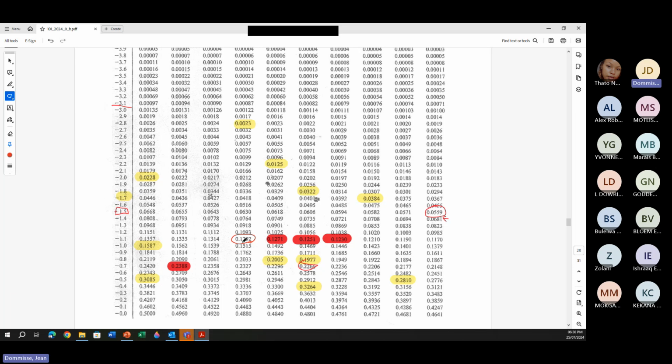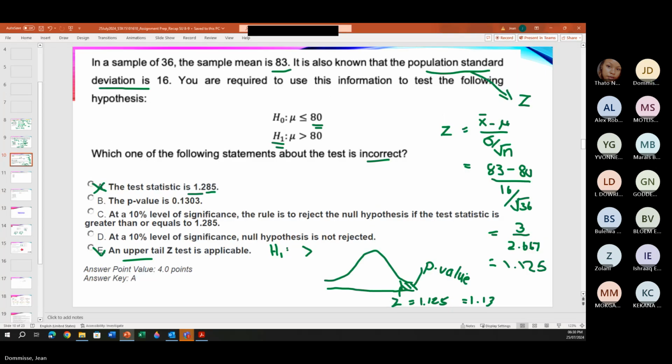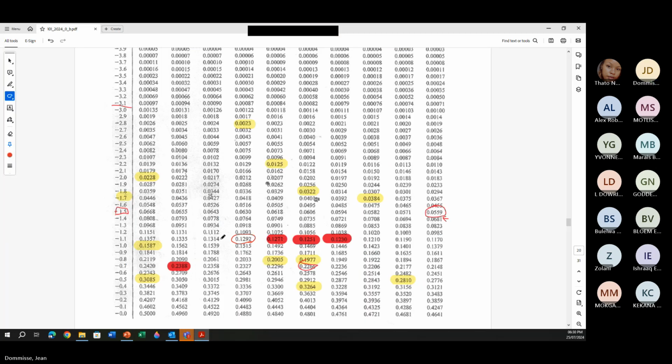Okay, so what is that? 0.1292. Oof. P-value of 0.1292. Okay, why 1.303? So let me just check. Okay, so they went full out in the middle of those two.